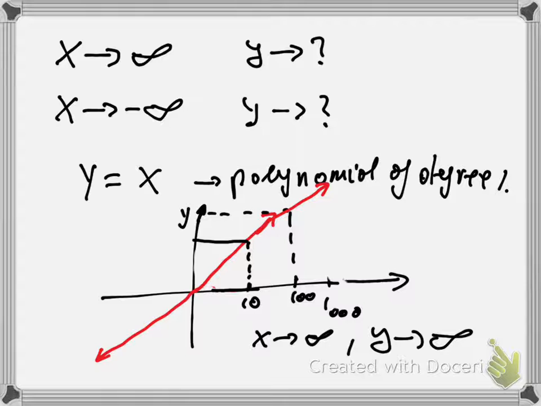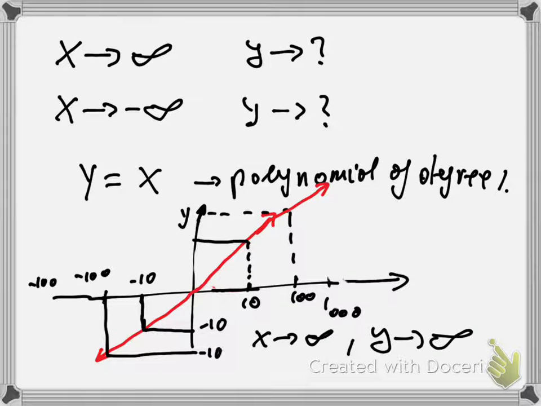We also look at what happens to the y's when x becomes very, very small. Let's say we start at negative 10 and then we go to negative 100 and negative 1000. We're looking at the y values. Like in this line, we have the y values to be negative. So when x is negative 10, y is negative 10. When x is negative 100, y is negative 100. So we notice that when x approaches negative infinity, y approaches negative infinity.